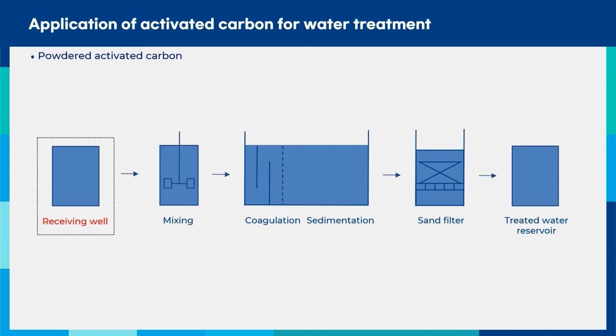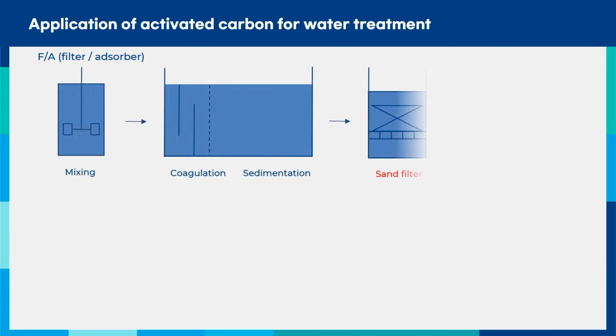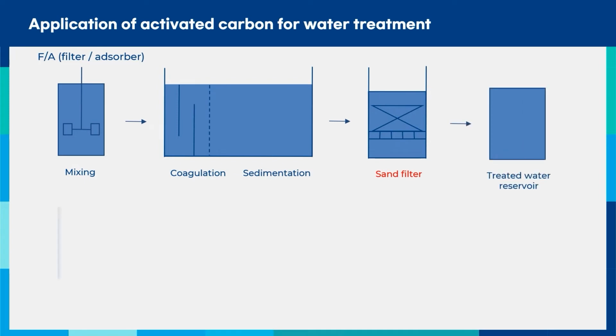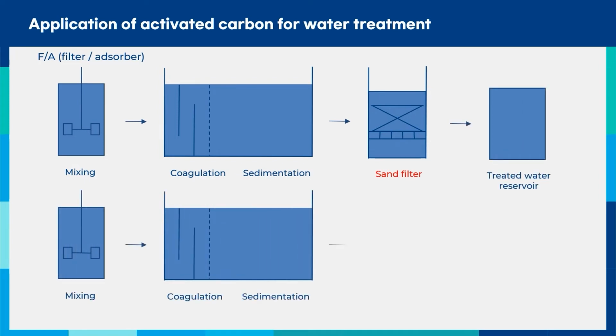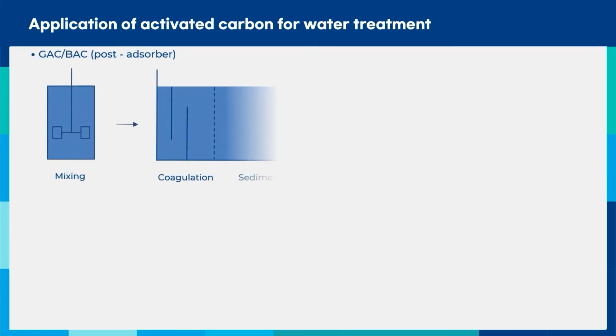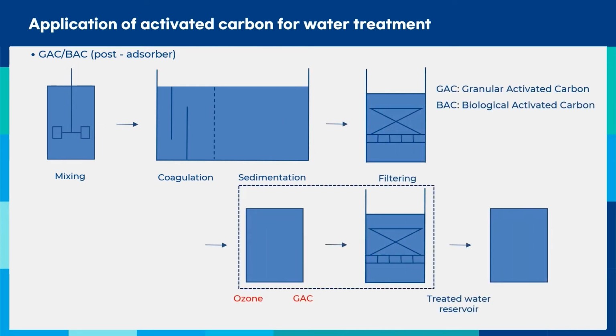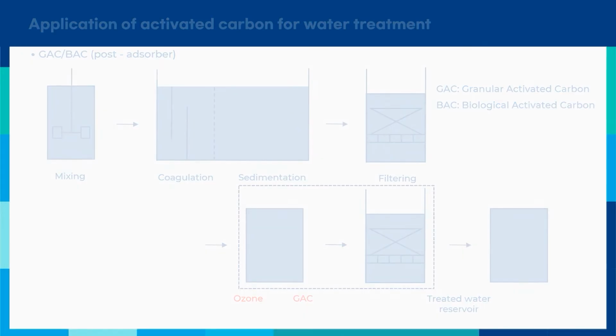The granular activated carbon process is also divided into 2 types. The first is the filter adsorber process, which is for the filter bed. This is a process that performs adsorption and filtration at the same time by improving the existing filter bed at the rear end of the settling tank and filling the upper portion with granular activated carbon over sand. The second is the post-adsorber process, which makes and uses a separate granular activated carbon bed after the filter bed. Most of the advanced treatment plants in Korea are adopting this method.